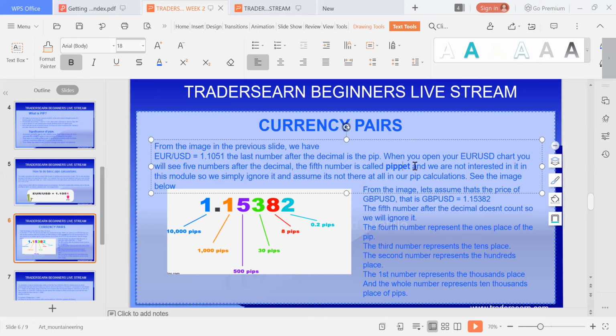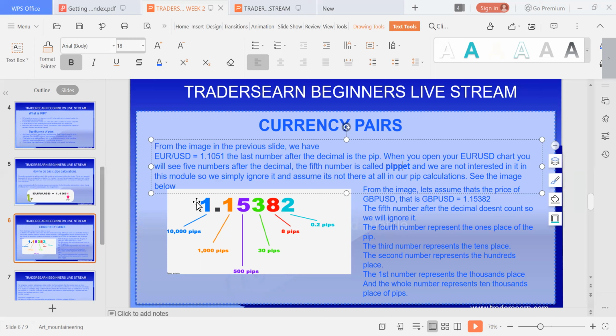We are not interested in pipettes at all in this module. So we simply ignore it and assume it's not there at all in our pip calculations.